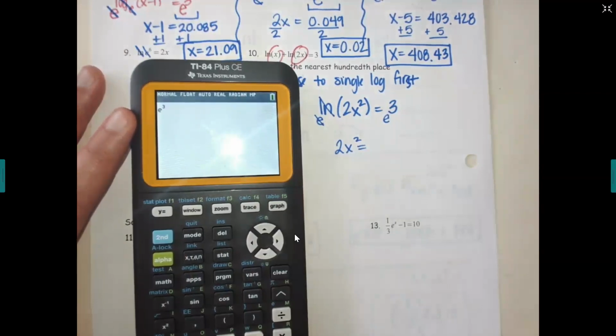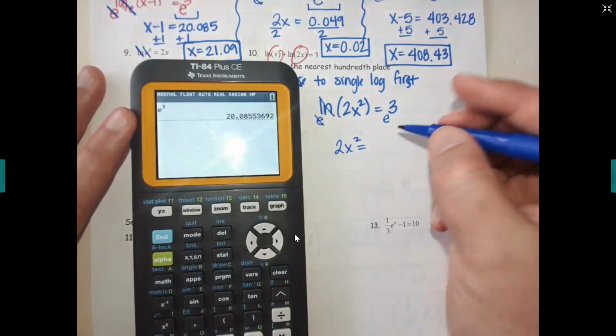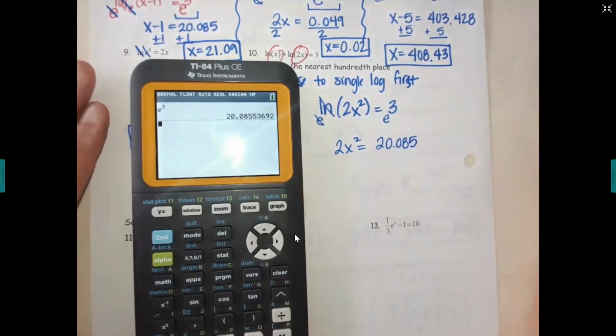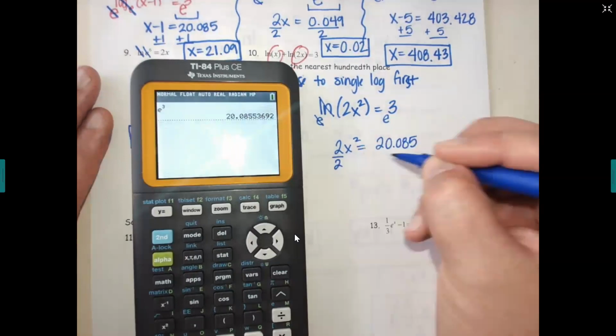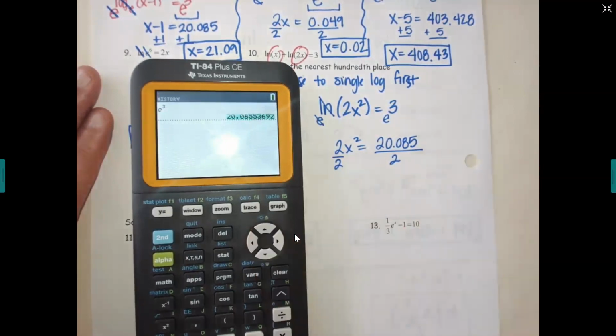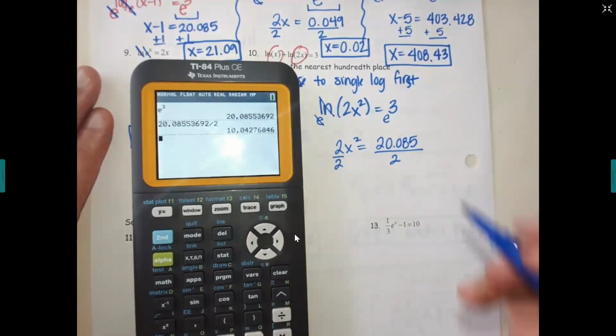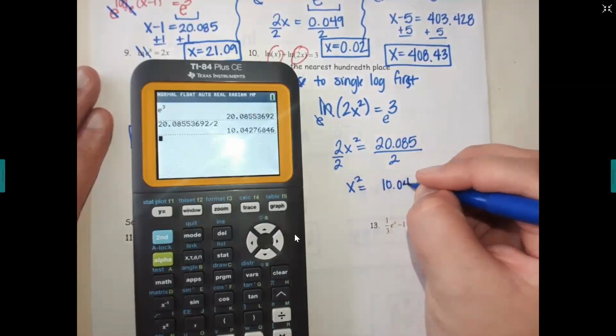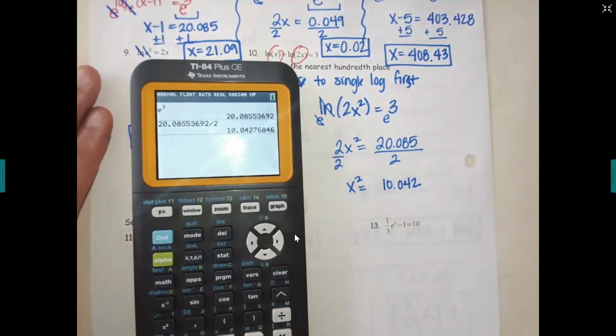Okay, we actually have seen that number before, 20.085. What would I do next? Divide by 2. And remember, you're not using this little short version. You need to use the big long decimal. So I'm gonna take that number, divide by 2. That gives me x squared equals 10.042. And then what do we do from there?